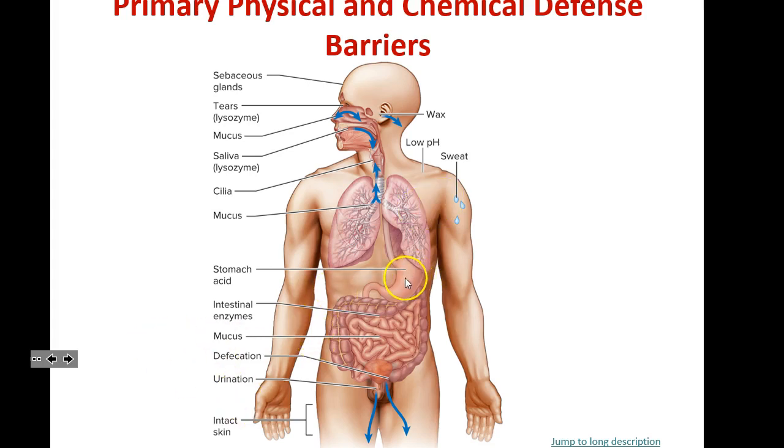What do we have in our stomachs? Stomach acid. Intestinal enzymes in our small intestine and large intestine. We have mucus there. Defecation, urination. And intact skin is the biggest one. These are all physical and chemical barriers.